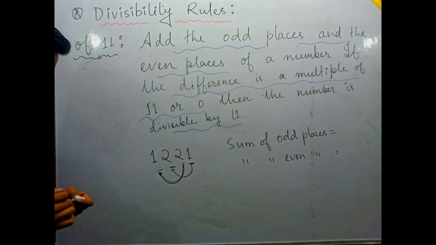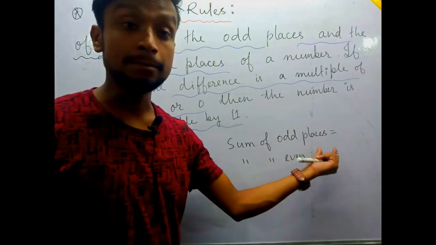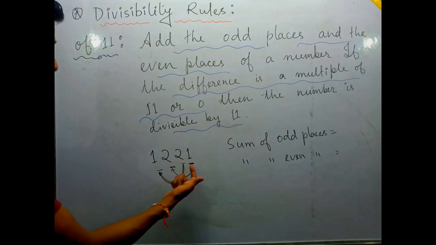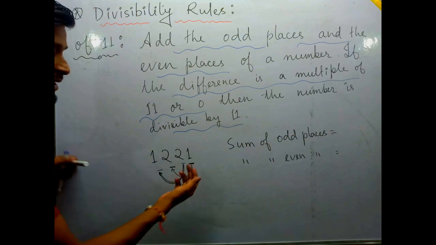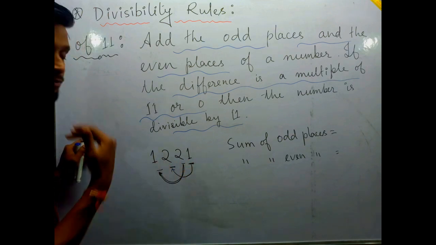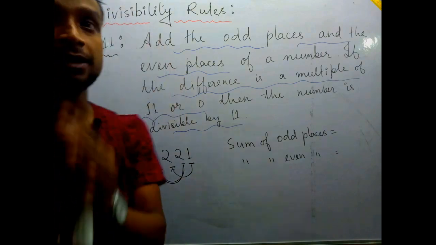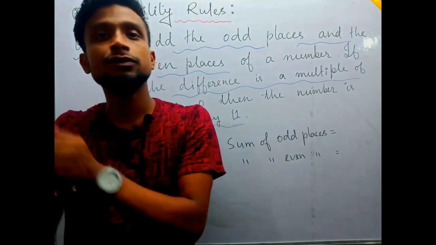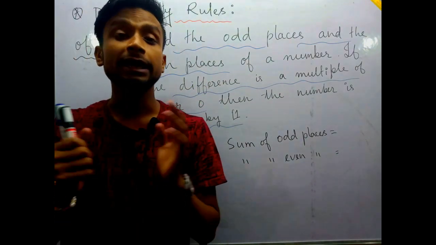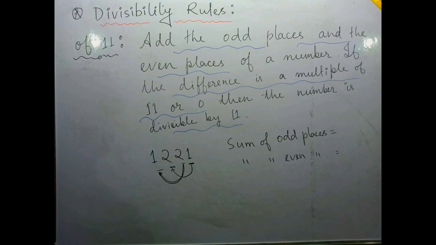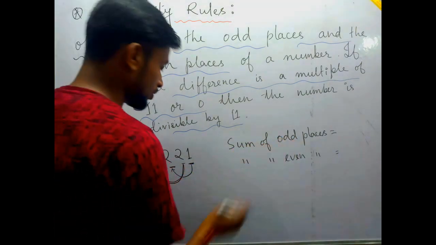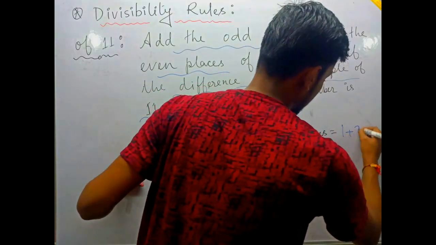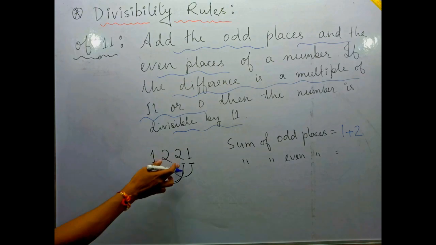So don't get confused: it is not the sum of the odd numbers, it is the place. Okay, which are the odd place positions? The ones place is odd and the hundreds place is odd, that means the first position and the third position are odd. First position, third position, fifth position, seventh position, these are odd positions, and second, fourth, sixth, eighth are our even positions. We have to add these positions. So the sum of the odd places is 1 plus 2, and what is the sum of the even places?